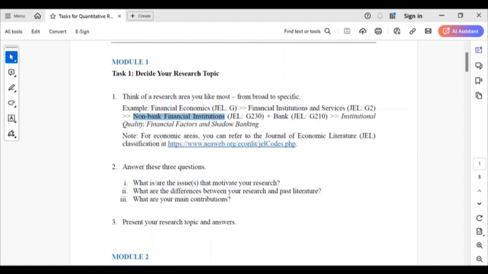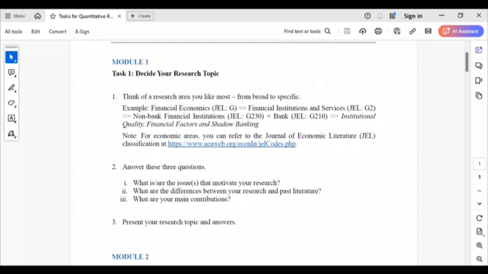So in this case, you may end up coming up with institutional quality, financial factor, and shadow banking. You might want to choose financial factor and shadow banking, because mostly people do bank, insurance, financial institution, monetary policy, but not much on shadow banking and institutional quality. So from the very broad, you can become more specific, right? So here you can think of it like that.